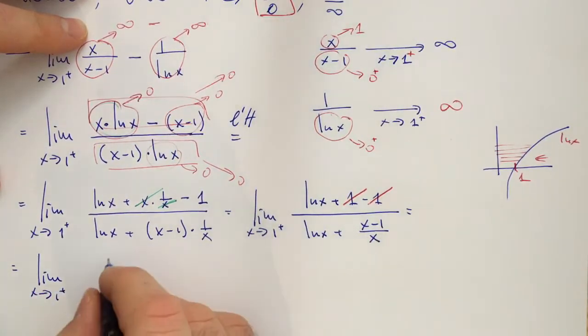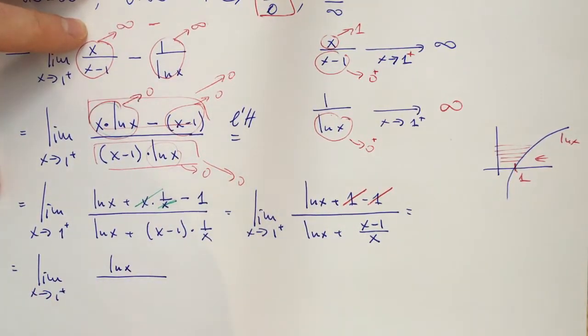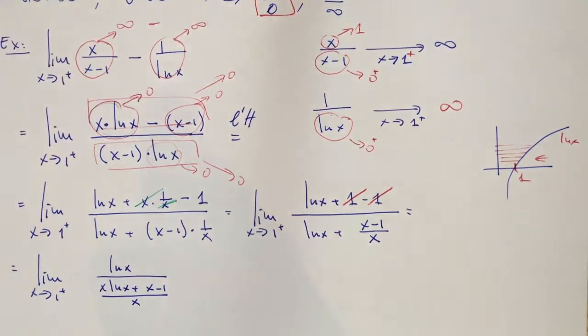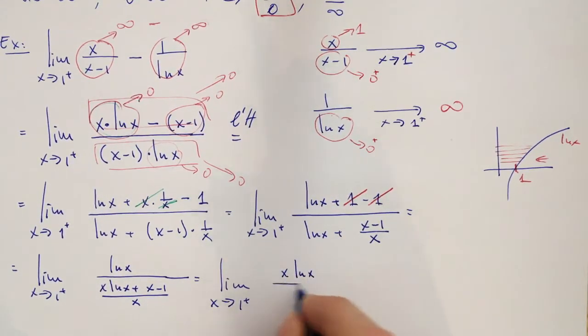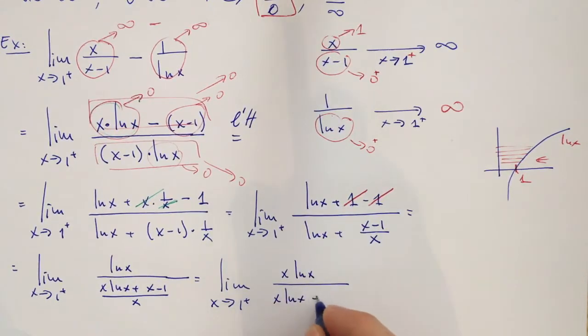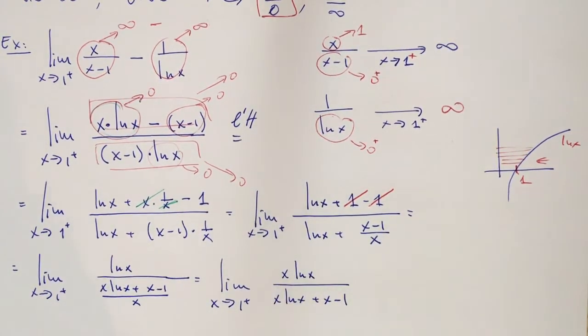So we'll bring this whole thing under denominator x. Okay, I will simplify this expression. So when we divide ln of x by this expression, basically that means that I have to multiply ln of x by this x over x ln of x plus x minus 1.